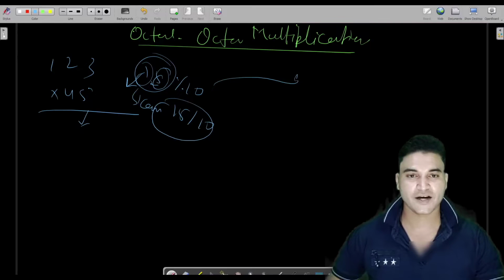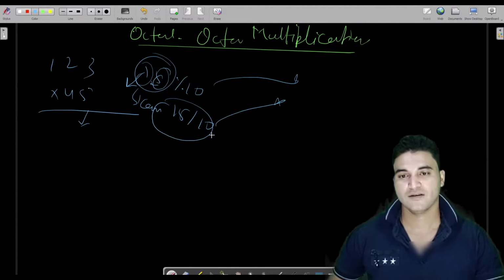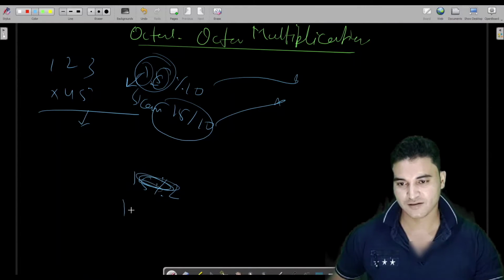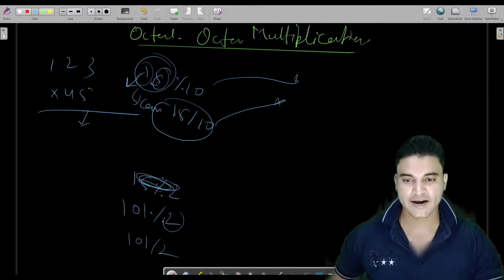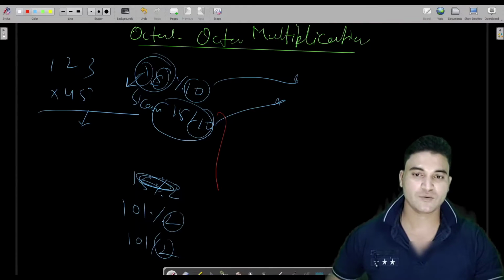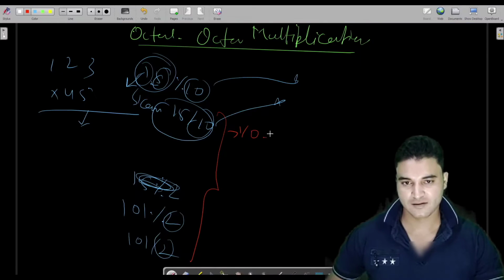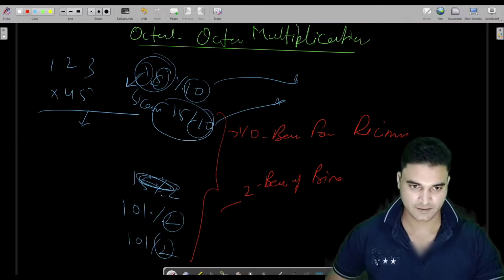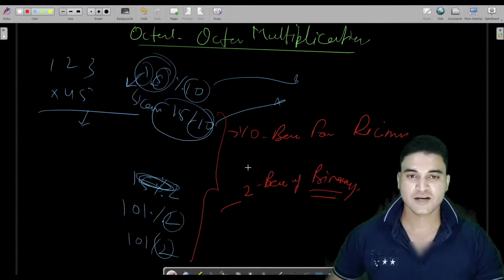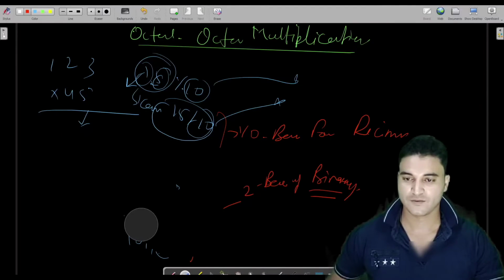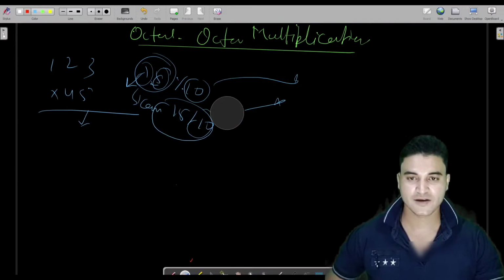The question arises here: why 10 only, not any other digit? And if you have watched my previous binary video, we used to take the remainder with 2, or divide by 2. Why this 2 and why this 10? The answer to both of these questions is that 10 is the base for decimal, and 2 is the base for binary. The same trick we are going to use here also.